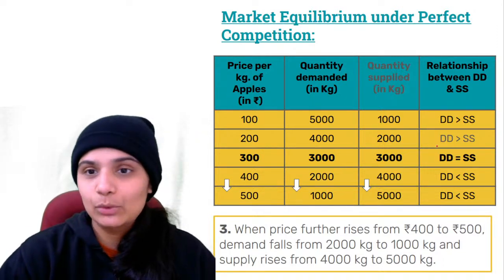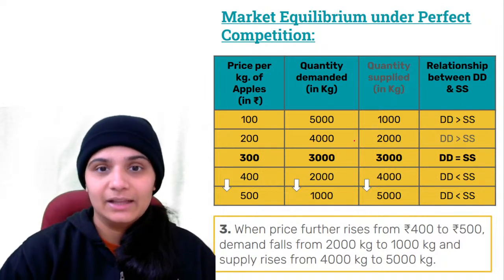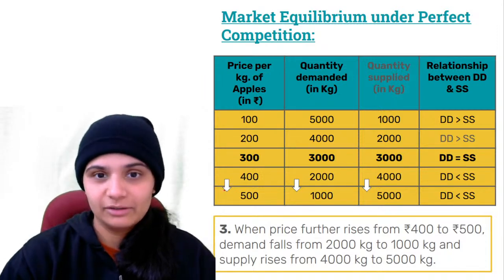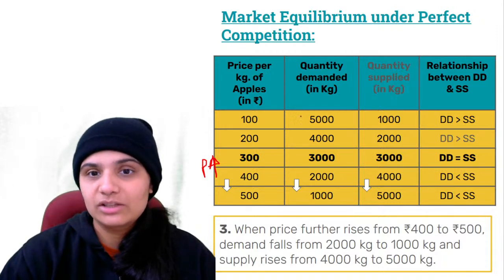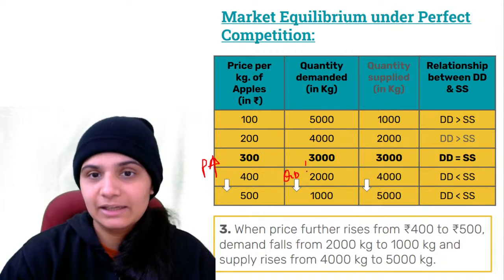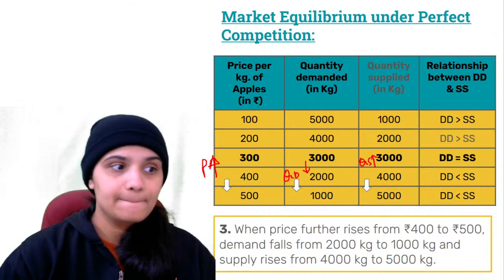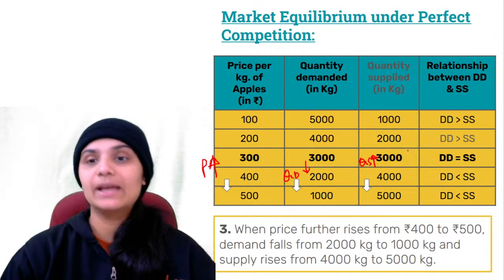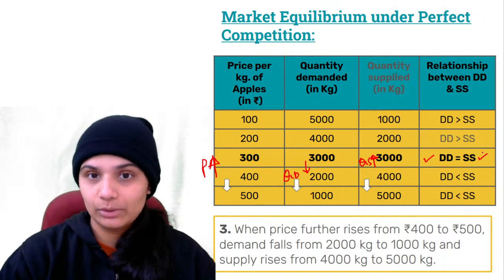Where is the equilibrium coming? If price is 100, 200, 300, 400, 500, the price is increasing, the quantity demanded is decreasing, and quantity supplied is increasing. But where is it going to be equal? Where is our demand and supply going to be equal?